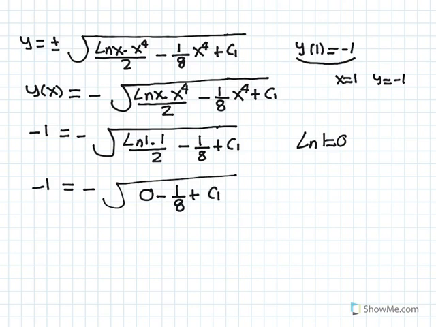All right, let's square both sides. We square both sides to get rid of the radical, and we get 1 is equal to negative 1 over 8 plus c1. Add 1/8 to both sides, solving for c1, we get c1 is 1 plus 1/8, that's just 9 over 8.